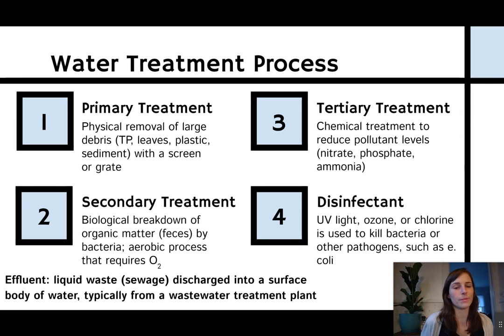Then we have tertiary treatment, which does not happen in all facilities because it's expensive. But for those that do have tertiary treatment, this is going to be a chemical treatment to reduce the pollutant levels of nitrate, phosphate, and ammonia. Remember that this water is eventually going to be discharged into the ocean or lakes, and when we have higher phosphate or nitrate levels, that's going to contribute to eutrophication and an imbalance in nutrient levels. So for the systems that do have this tertiary treatment, that's going to be beneficial. But again, it's expensive, so not a lot of places have it.